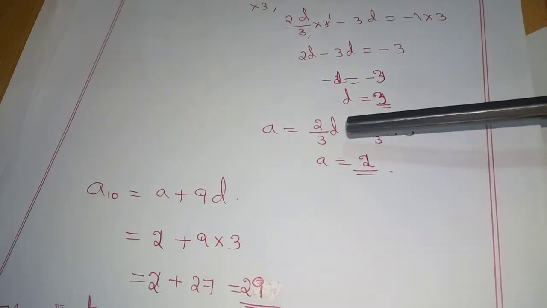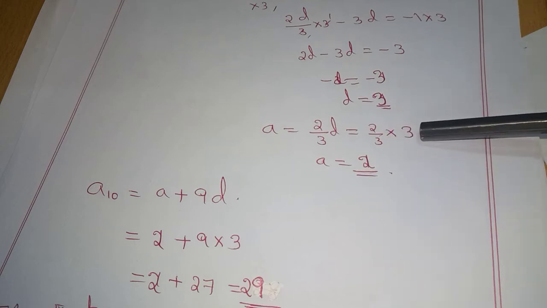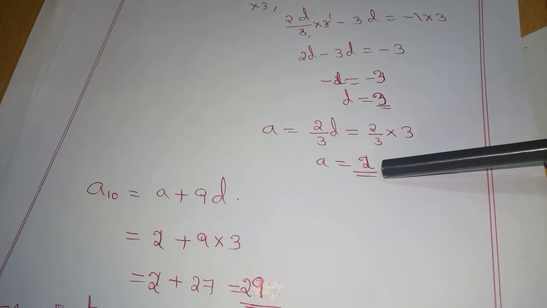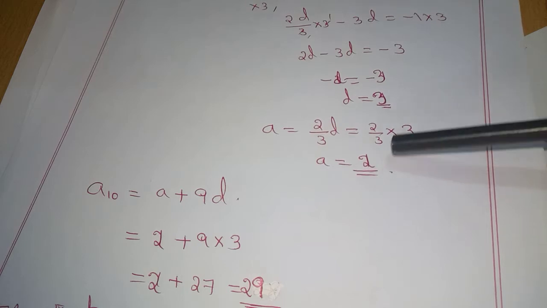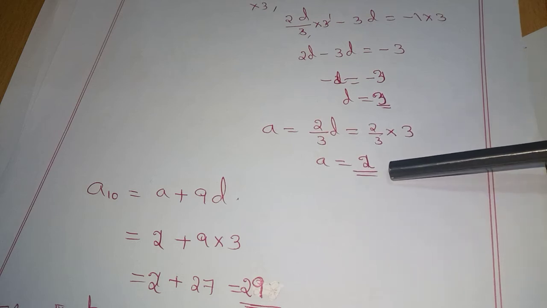Then as we know, A is equal to 2 by 3 D. 2 by 3 into D value, how much? 3. 3 cancels. A is equal to 2. How much we got for D? 3. What is the answer for A? 2.